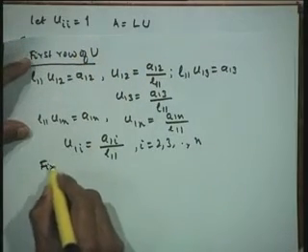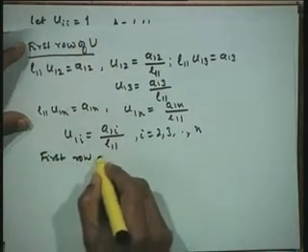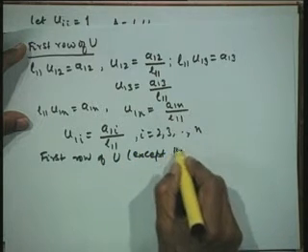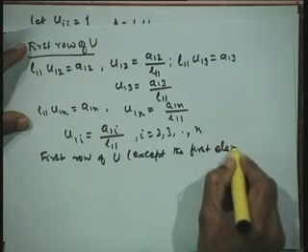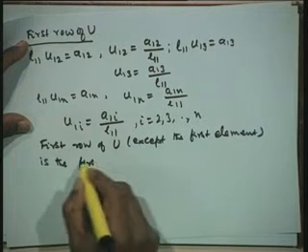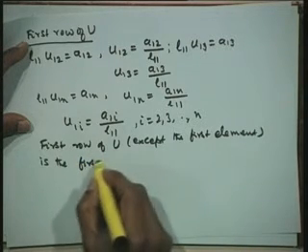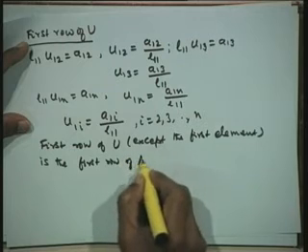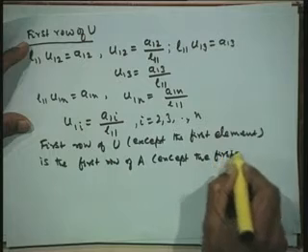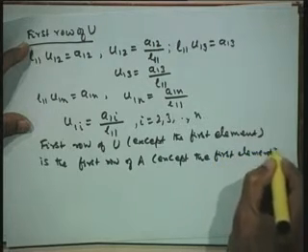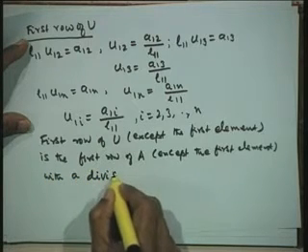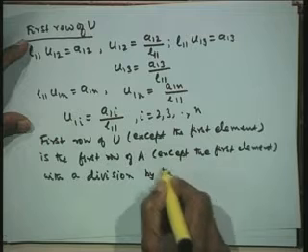Therefore, we can state here that the first row of U except the first element is the first row of A, again except the first element, with a division by the leading element, that is, by the first pivot.